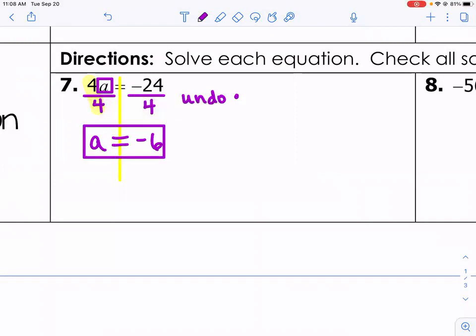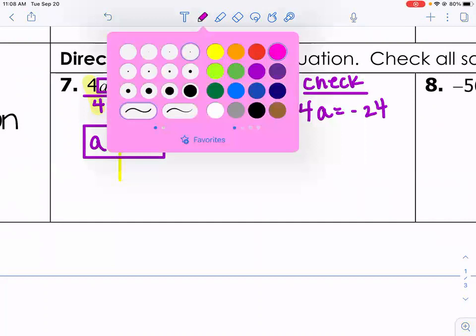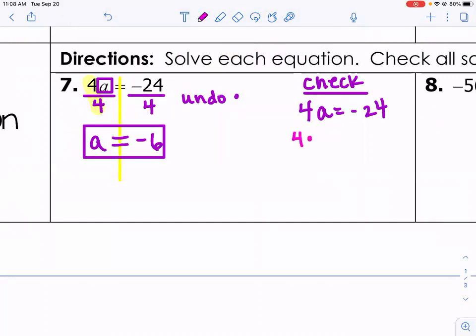Now, I didn't see this really happening in your homework. I do want you to check your answer to make sure that you got it correct, okay? Our equation was 4A equals negative 24. Well, we solved for A, and A was a negative 6. So if I come over here and plug negative 6 in for A, is 4 times negative 6 equal to negative 24? Okay, so we are good.